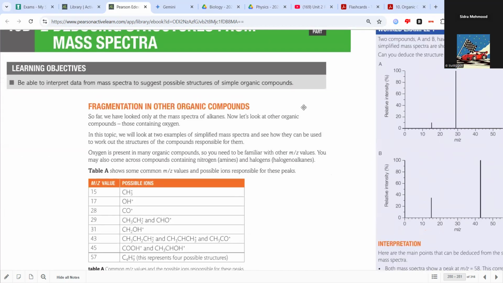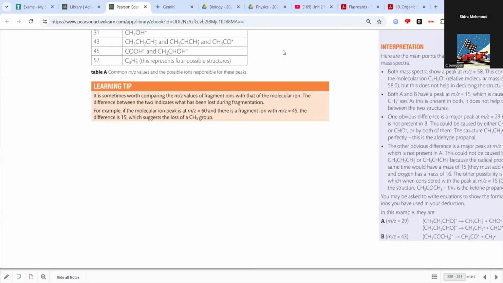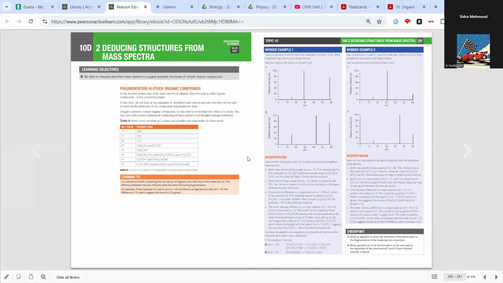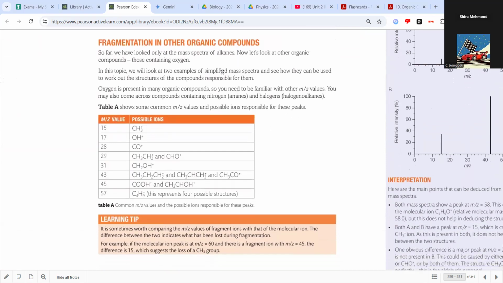Deducing structures from spectrum. Fragmentation in other organic compounds. So far, we have looked into mass spectra of alkanes. Now let's look at other compounds, like those containing oxygen. In this topic, we'll look at two examples of simplified mass spectra and see how they can be used to work out the structures. Oxygen is present in many organic compounds, so you need to be familiar with the m/z values. You may also come across compounds containing amines and halogenoalkanes.